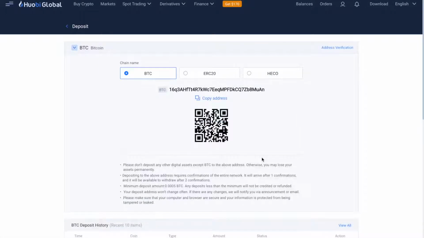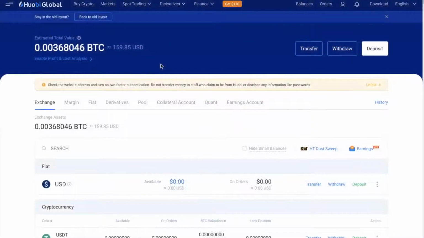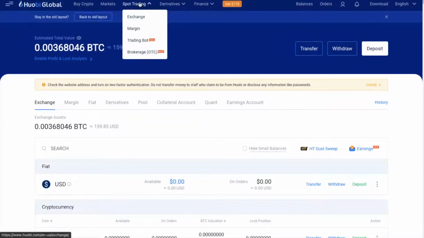Just note that there are some minimum deposits, however for BTC that's 0.0005 BTC. And just make sure that you are sending across the correct type of crypto to the correct address. If, for example, you sent ETH to a Bitcoin address, you do risk losing your crypto. And once your crypto is deposited, we can then start to trade over on the exchange. And as I mentioned earlier, we're just going to be concentrating on the spot trading exchange today.